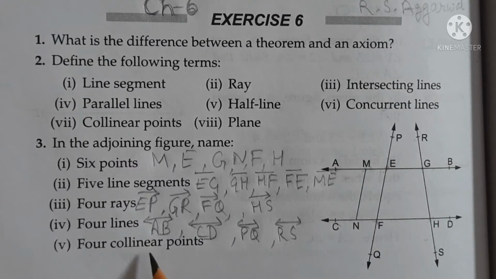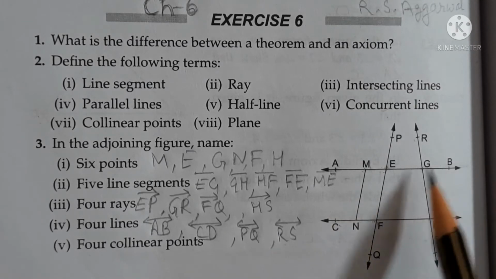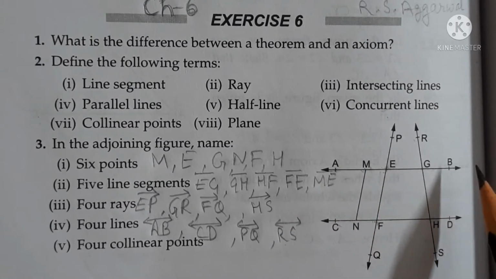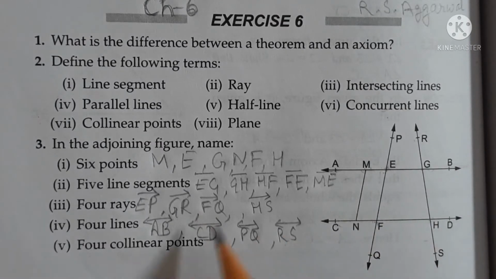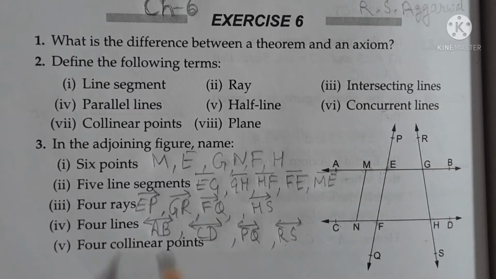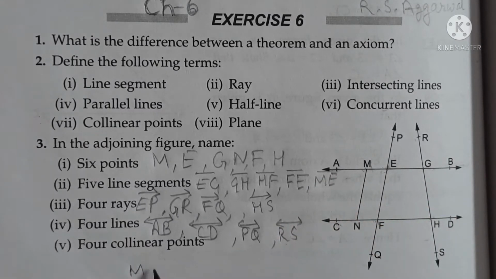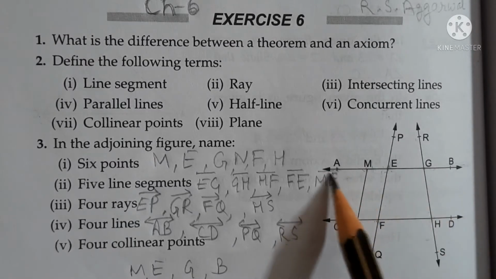The next is 4 collinear points. The points lie on the same line. So here look at any 4 points which lie on the same line: M, E, G, B, or C, N, F, H, and E. So here I am taking these points: M, E, G, B. 1, 2, 3, 4 lie on AB.